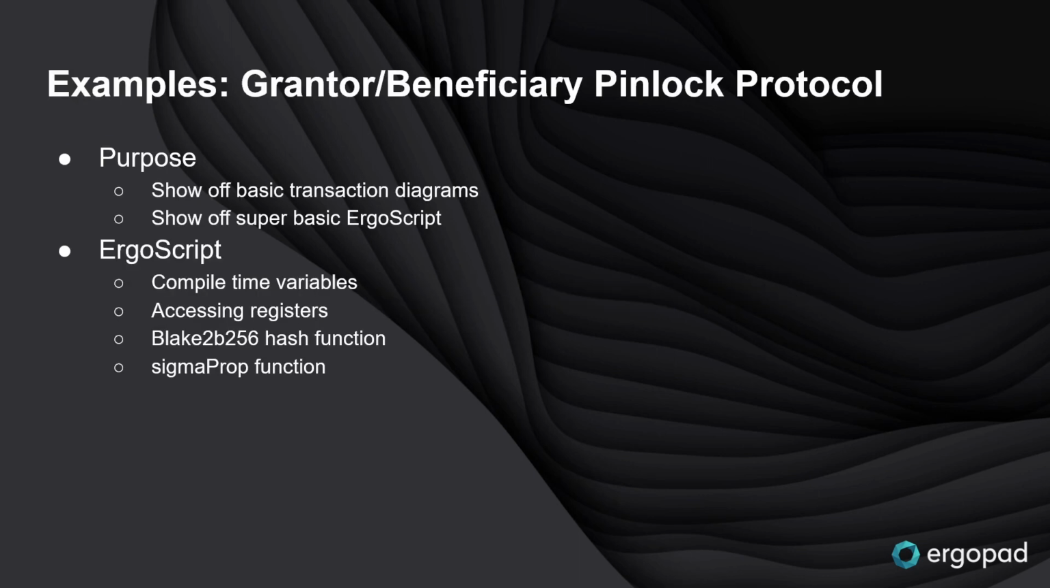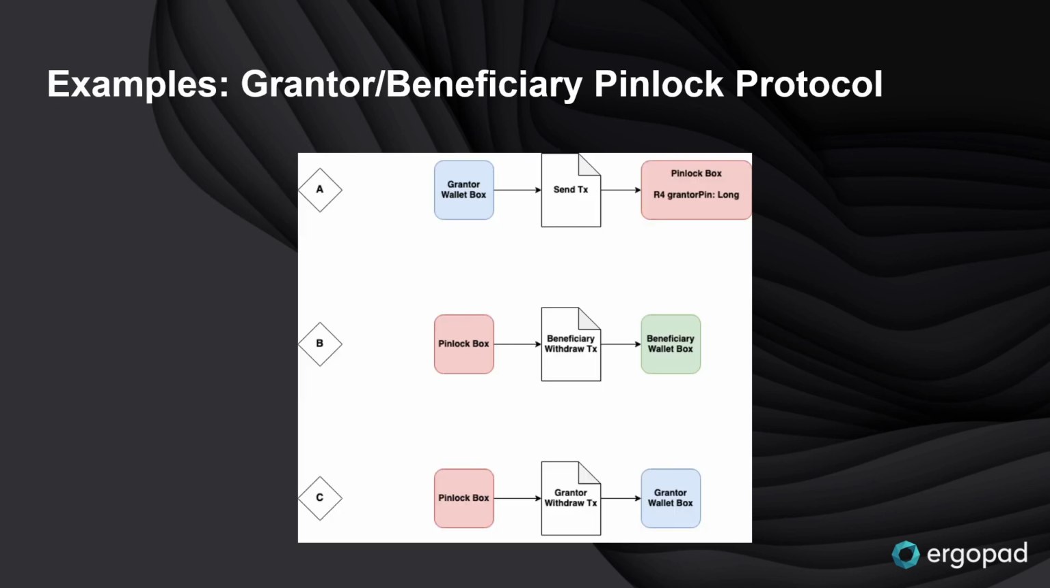In this one, we're going to show off some super basic transaction diagrams and super basic Ergoscript. In Ergoscript, we're going to cover compile time variables, accessing registers, the Blake2B256 hash function, and the sigma prop function. When you're designing a protocol, after you know the requirements, you want to know what it looks like, so I really recommend drawing some diagrams.